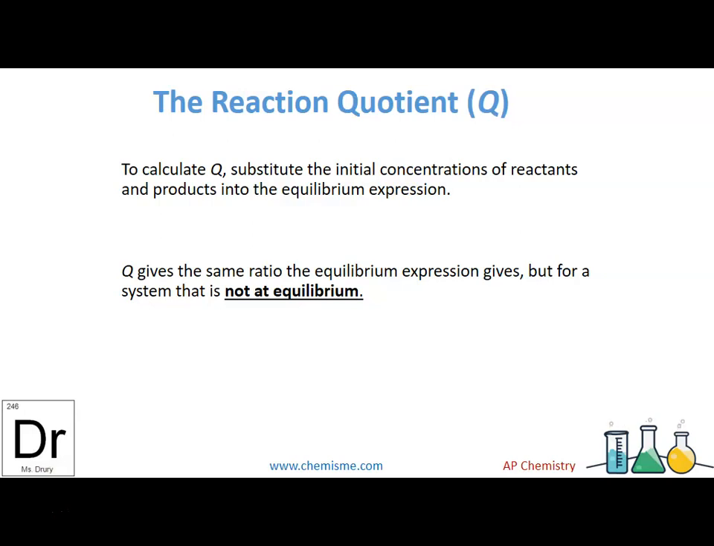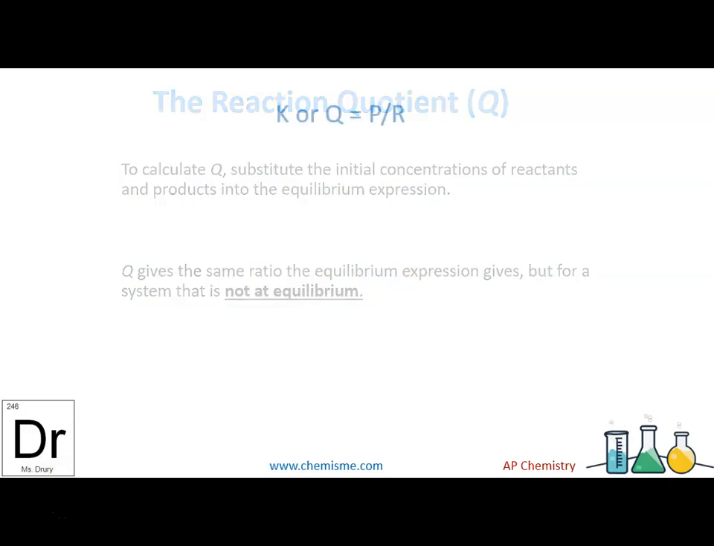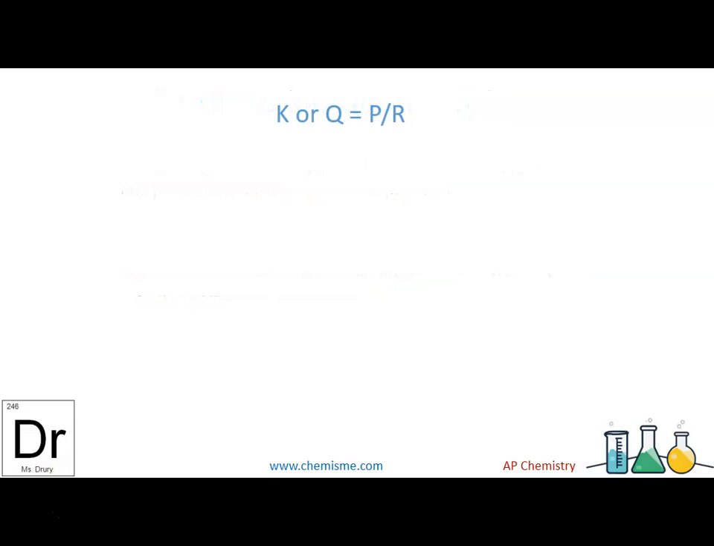To calculate a reaction quotient, you substitute the initial conditions into the same mass action expression we've been practicing. This gives you the ratio, but it's not at equilibrium, and we can use it to compare to the equilibrium. So K and Q are found the same way, products over reactants. If the K equals the Q that you are given, it's at equilibrium.